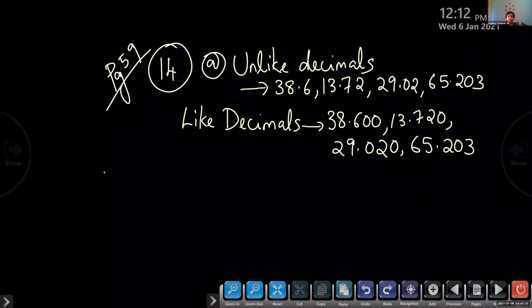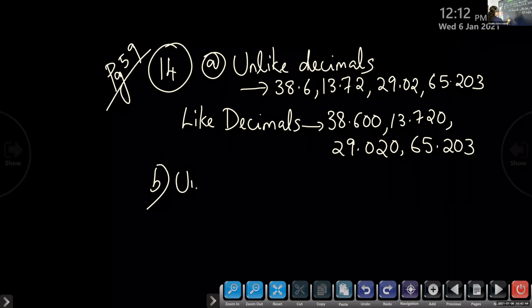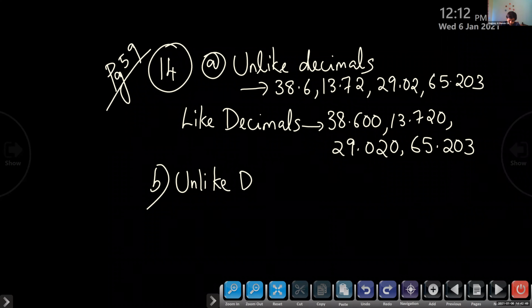Ma'am, I didn't write like decimals is equal to. You have written only the answer? Directly is no problem, because for unlike decimals, that is the same question we are writing again. Okay. Can you do question number B alone, children? Write the question as unlike decimals and do the answer alone.